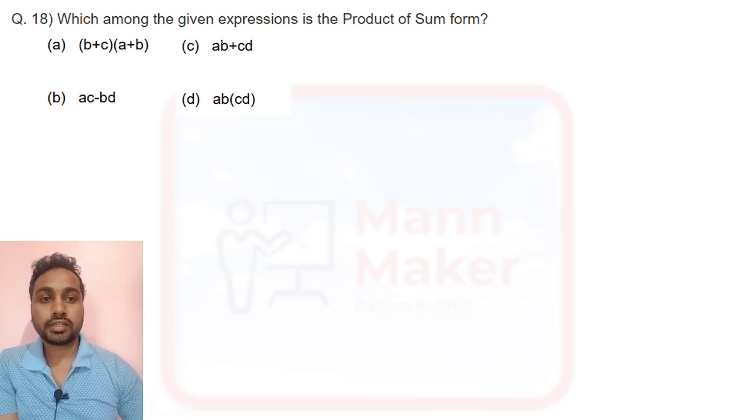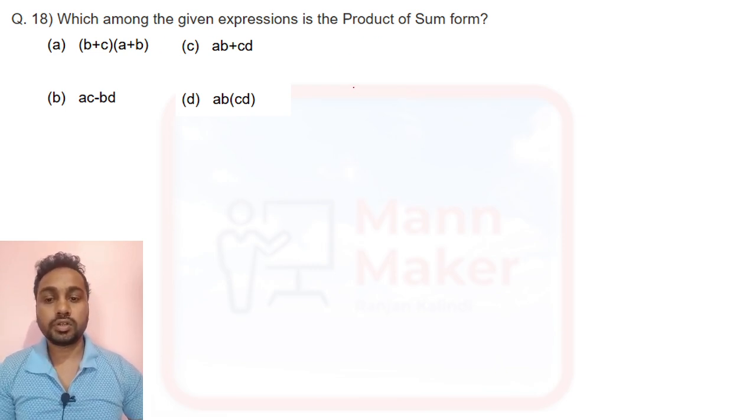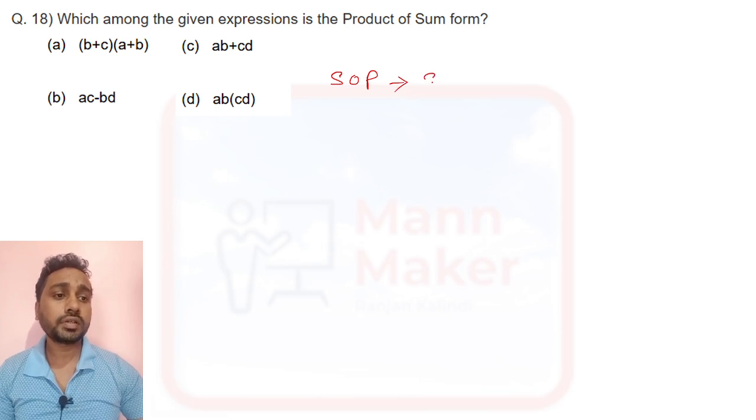Which among the given expressions is the product of sum? So we have two things, SOP. SOP is what?